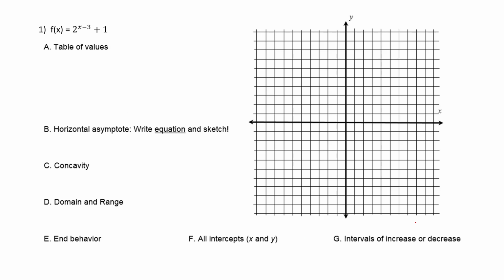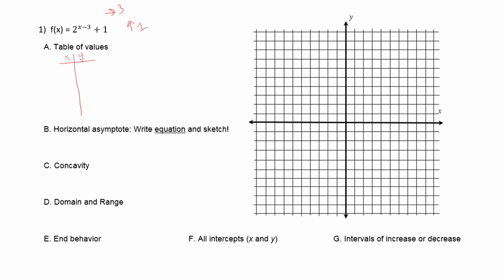So let's look at an example. f of x is equal to 2 raised to the x minus 3 plus 1. We can already see that this graph is moving up 1, and it is moving the opposite of negative 3, so to the right 3. For right now, though, we're going to be graphing with tables.